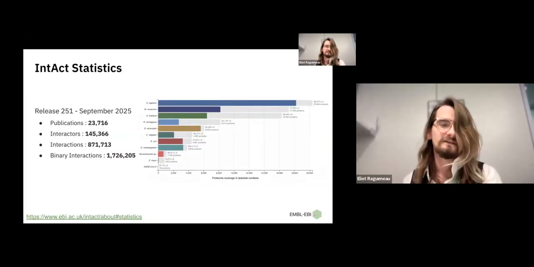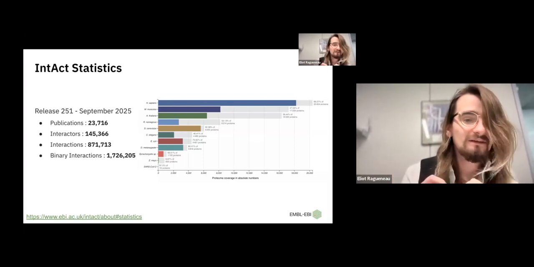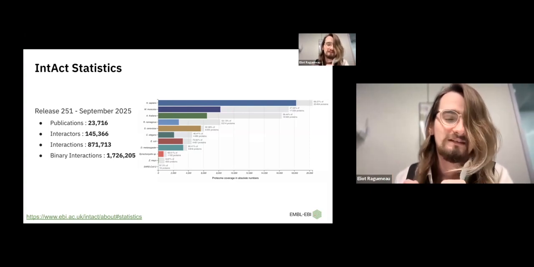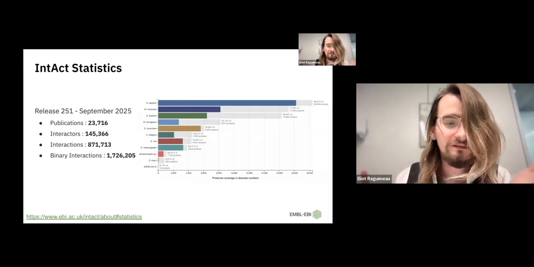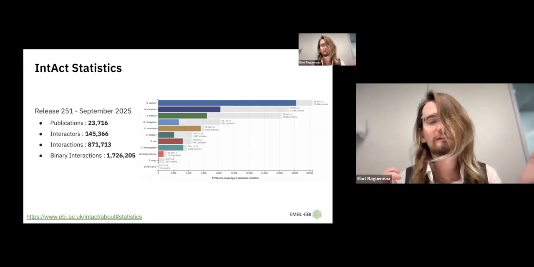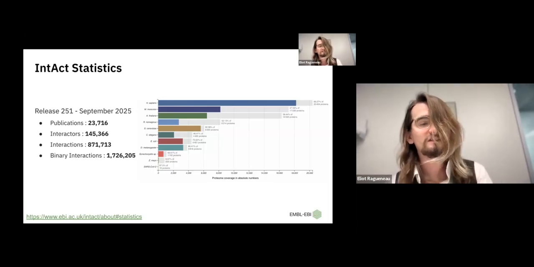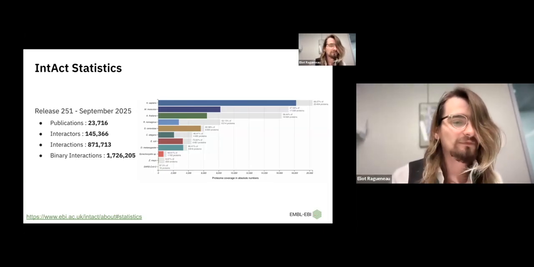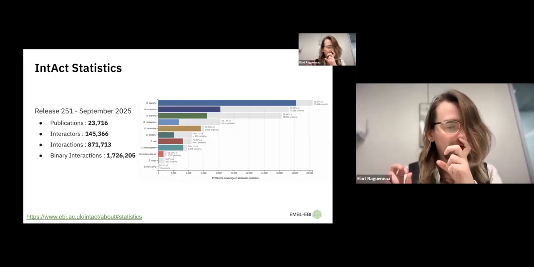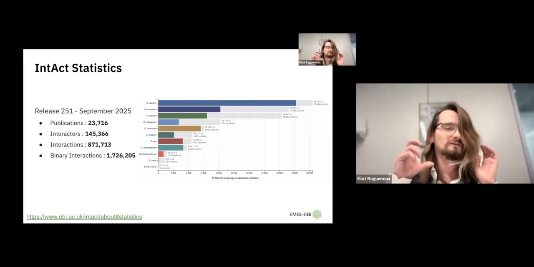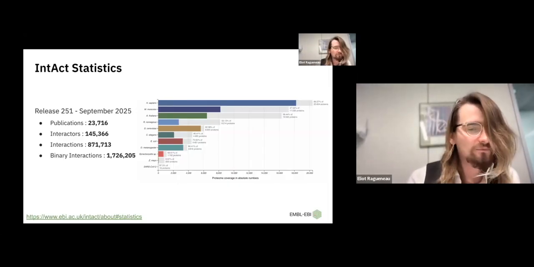In terms of statistics, within IntAct at the moment, we have 23,000 different publications that have been manually curated, covering more than 145,000 interactors. And there is, of course, quite a lot of redundancy between them, so we have a lot more interactions than interactors. In terms of pure interactions, we have 871,000, but when you expand that to binary interactions, which I will explain a bit later, you reach 1,700,000 different interactions.